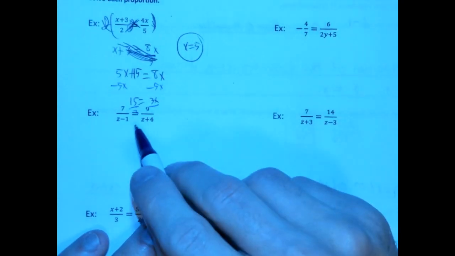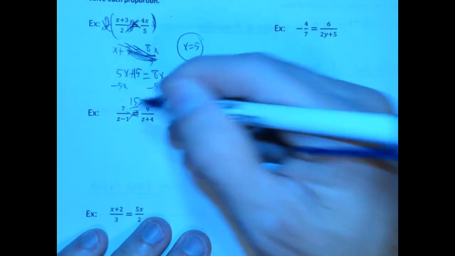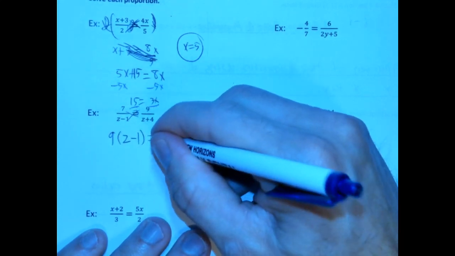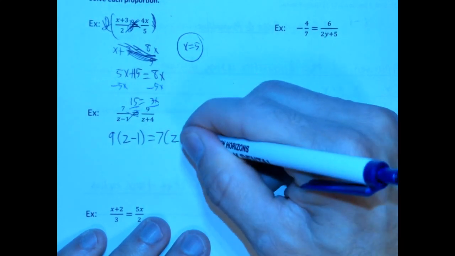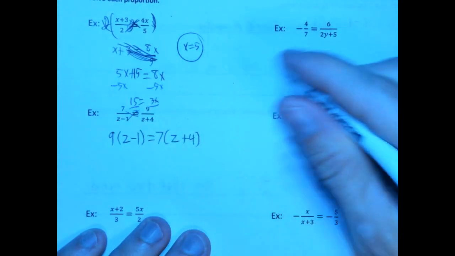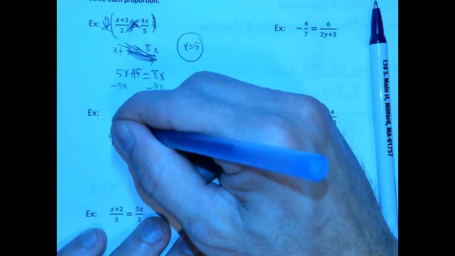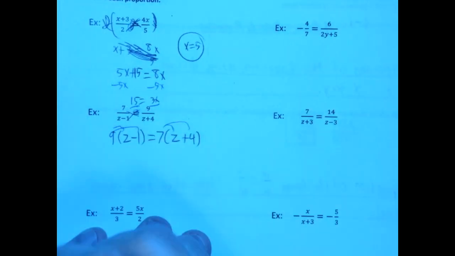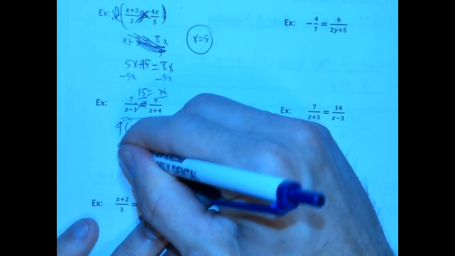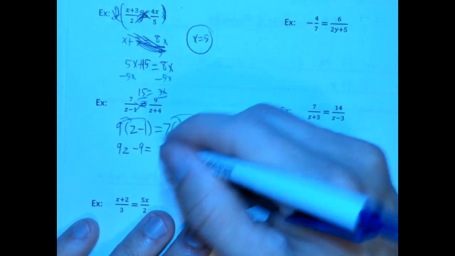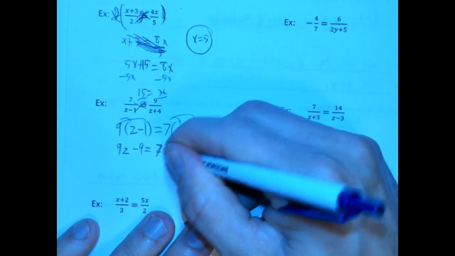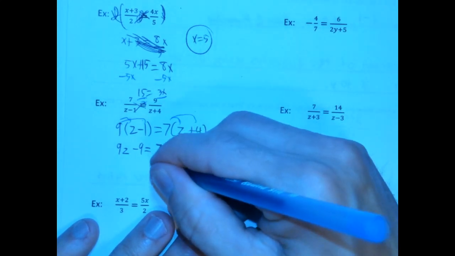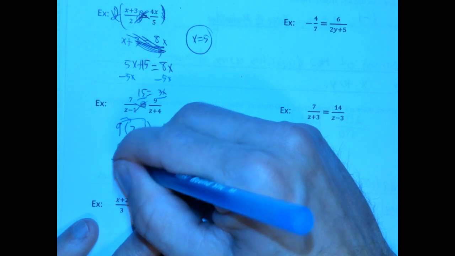Okay. Let's take this one. So cross multiply, we're going to have 9 times z minus 1 equals 7 times z plus 4. We're going to distribute these numbers, so go ahead and distribute that. And here too. So 9 times z is 9z. I have to write a little smaller so I can fit this. Minus 9 equals 7z plus 28. Let's get the z's on the same side. So I'm going to subtract 7z from both sides.